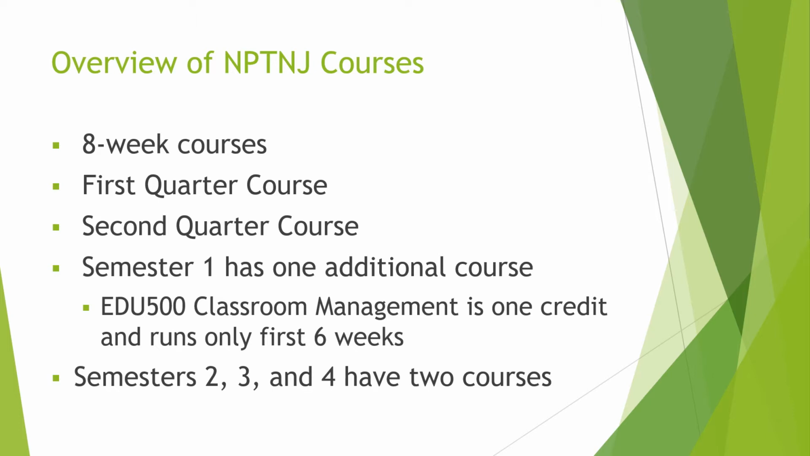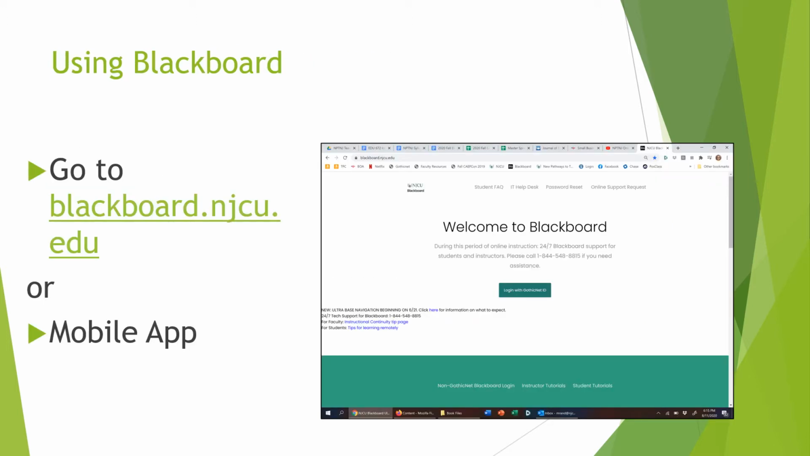And the other semesters 2, 3, and 4, you're going to have 2 courses, but they're going to follow each other. You're not going to have 2 at a time. Again, the only time that you have 2 courses at a time is the very beginning of semester 1. The rest of the program, you're going to have 1 course at a time, and they're going to run for 8 weeks.